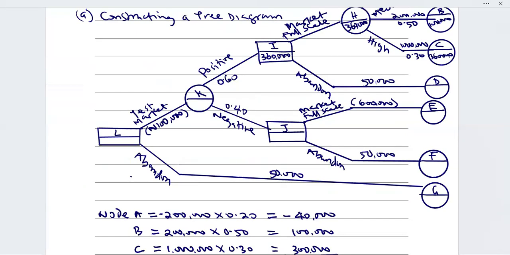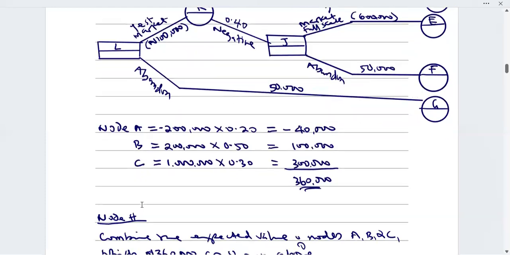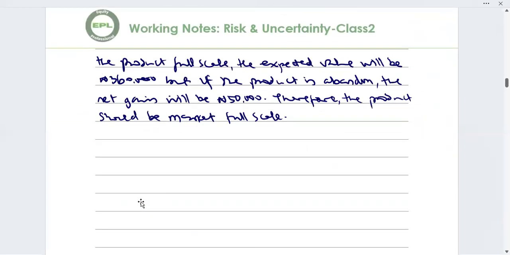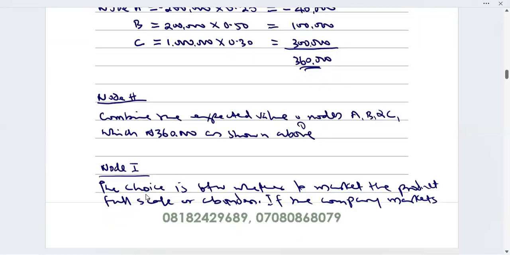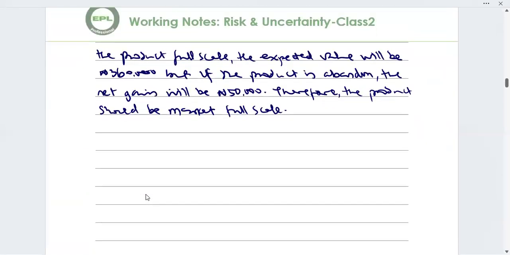So that's that. Then for node J, the choice is between whether to market full scale or abandon. If the company market full scale, there's a net loss of 600,000. If the product is abandoned, there's a net gain of 50,000. Therefore, the company should abandon the product under negative. So that's node J. So I would then say node J.